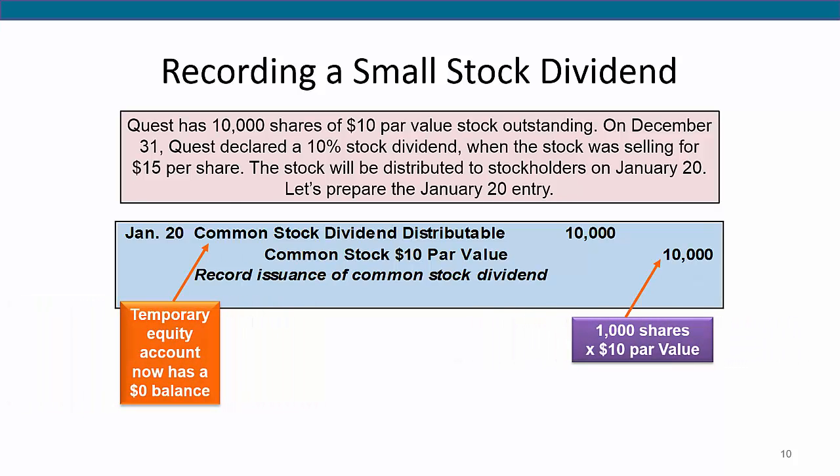No entry is made on the date of record for a stock dividend. On January 20, the date of payment, Quest distributes the new shares to the stockholders and records a debit to the common stock dividend distributable account, zeroing it out, and crediting the common stock account for the par value of the stock distributed.